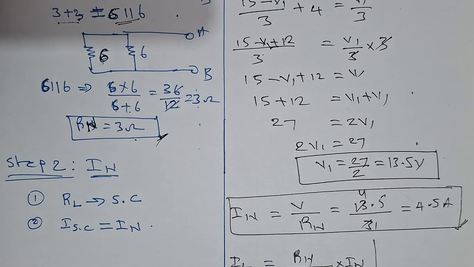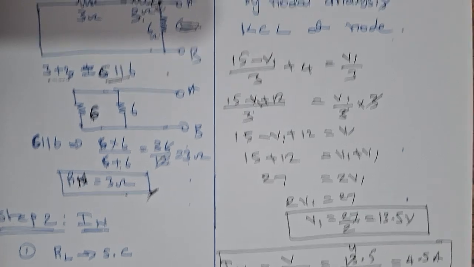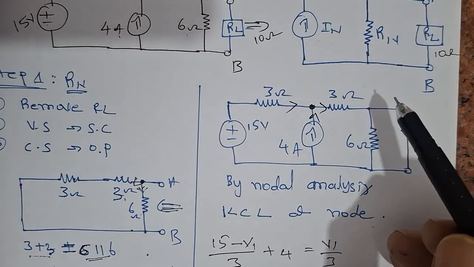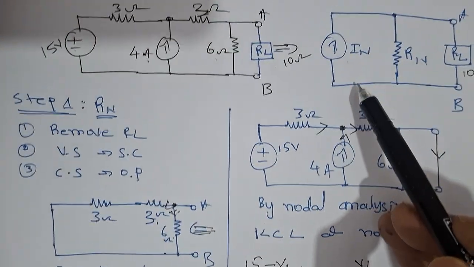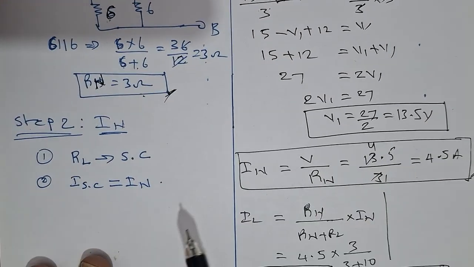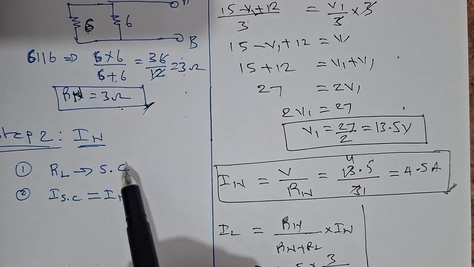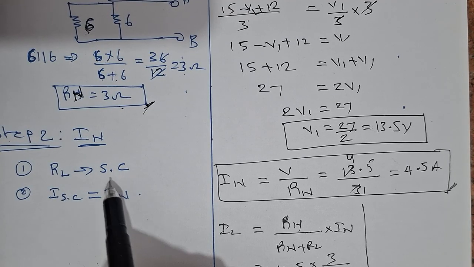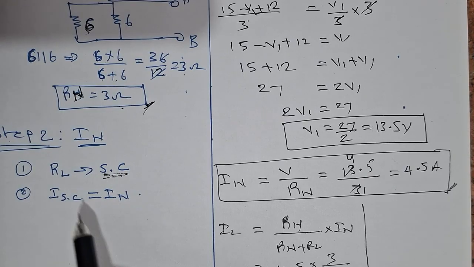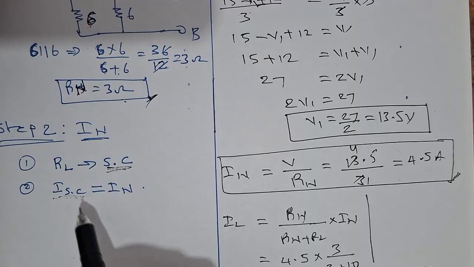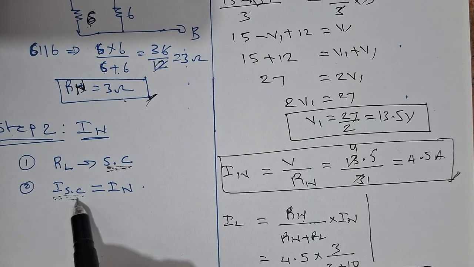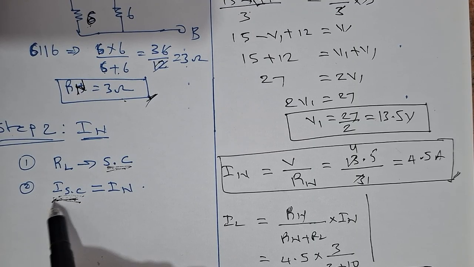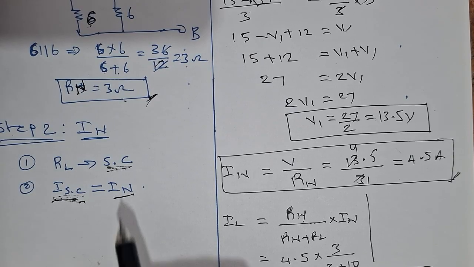So now we got Norton's resistance. Next, what you have to find? Next will be Norton current. Step number 2. Now let us see what is step number 2. In step number 2, first the load resistance must be short circuited and we have to find the current, which is called ISC, nothing but the short circuit current, equivalent to Norton current.